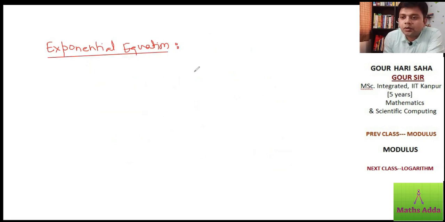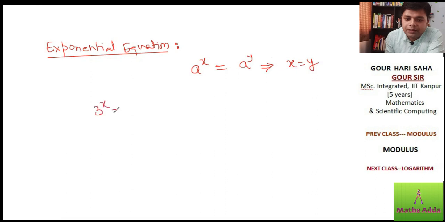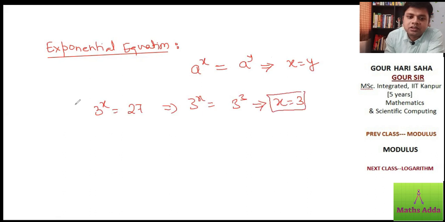It will be a question like a to the power x is equal to a to the power y. This means, if bases are the same, powers must be the same, so x is equal to y. If I ask you 3 to the power x is equal to 27, how can you answer? 3 to the power x is equal to 3 to the power 3, and since base is the same, x is equal to 3. This is the easiest exponential.